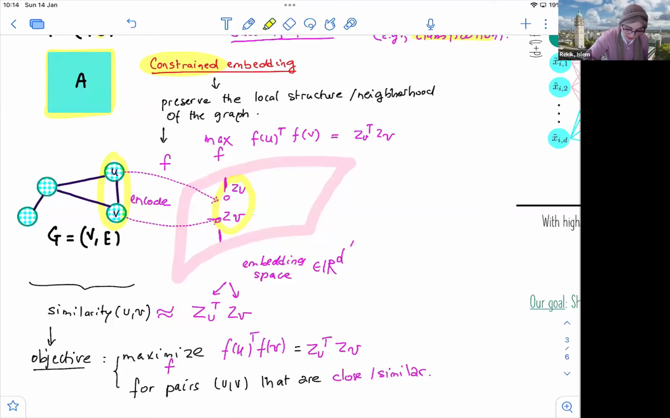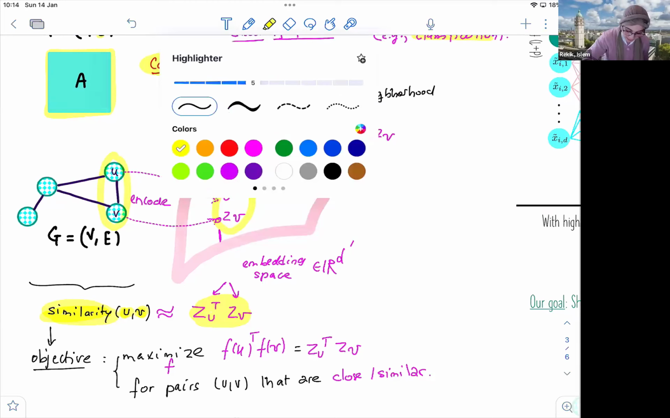And our goal is actually to maintain the similarity between u and v. So if the similarity between u and v is high, then this should be close to 1 if we normalize it, okay? Cool. Now, the objective function of graph embedding, or node graph embedding to be specific, is this function.